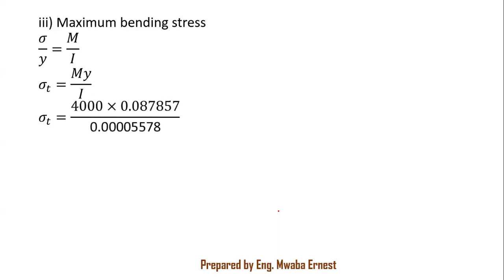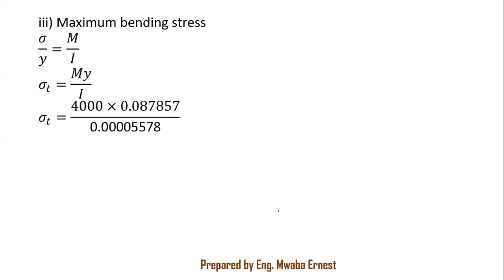What about the maximum bending stress? With the maximum bending stress, we go back to this expression where we're saying stress over Y is equal to M over I. And we just do the substitution or make it the subject of the formula. We have My over I is equal to the same stress.